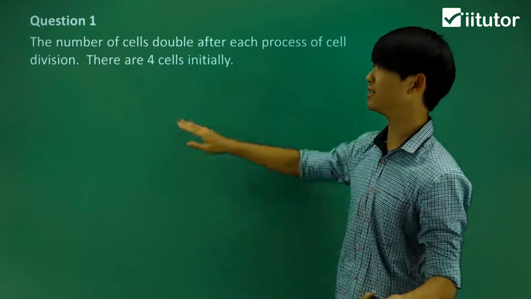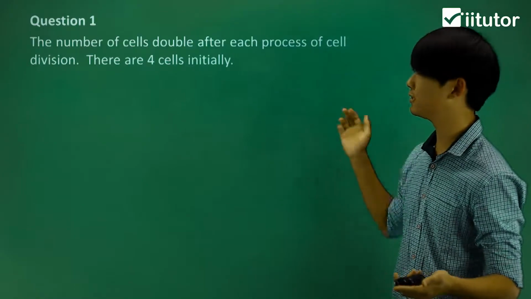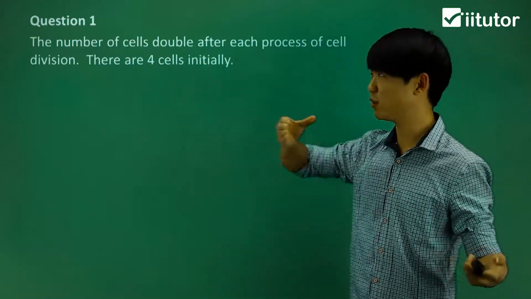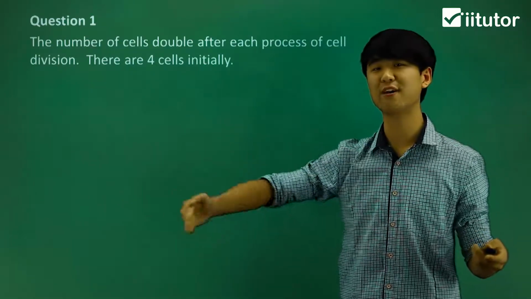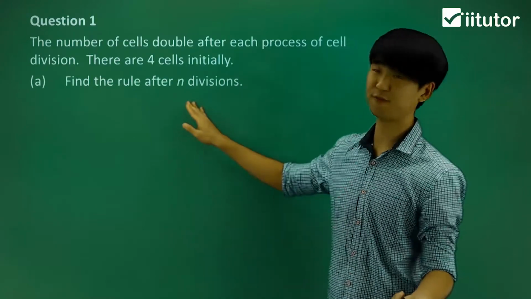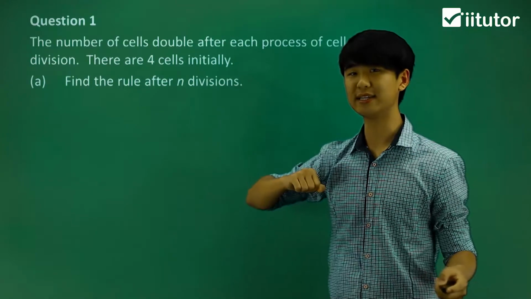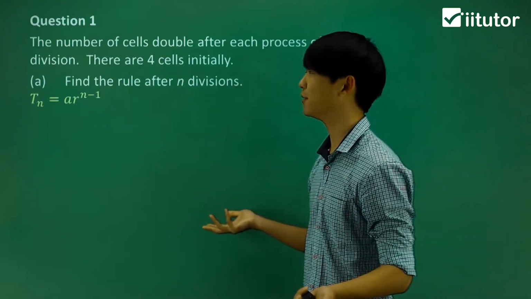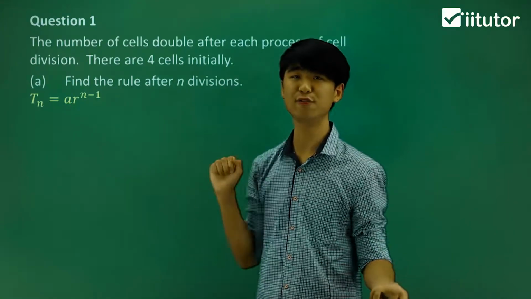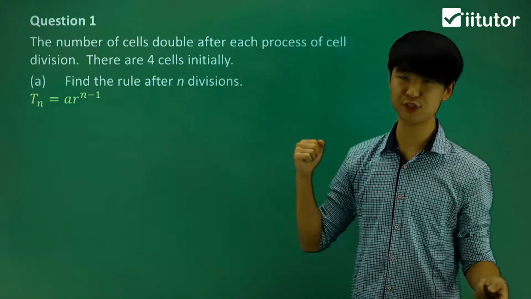Now in question 1, it tells me that the number of cells doubles after each process of cell division, and there are 4 cells initially. Again, this question is describing a situation in which we have a geometric sequence. In part A, it tells me to find the rule after n divisions. Finding the rule means I want to find my term formula. So from here, I want to find the value of A and also the value of r. I don't need to find the value of n because I want it after n divisions.